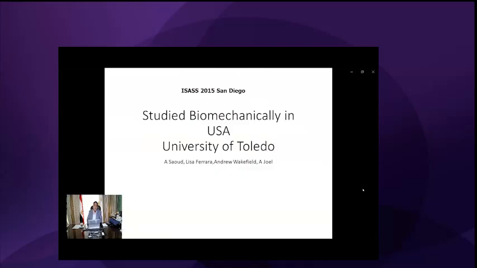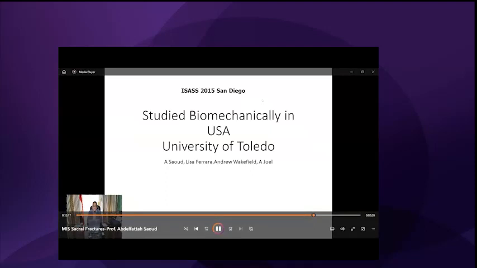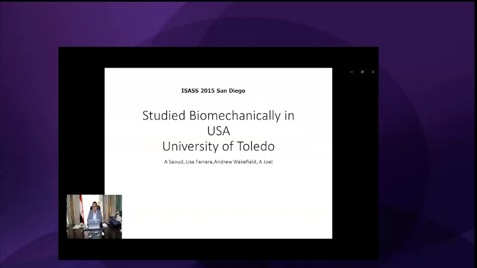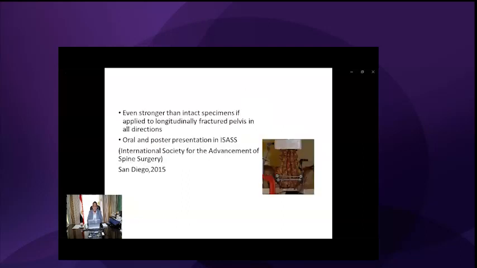The good thing is that we've done a biomechanical study in the USA, at the University of Toledo, myself, Lisa Ferrara, Andrew Wakefield, and Joel from the United States, on 6 fresh frozen cadavers. And we have shown in this experimental study that after creating a longitudinal fracture through the foramina of the sacrum and using this internal fixator, it's even stronger than the intact specimen. And we showed this at the ISASS in San Diego in 2015.